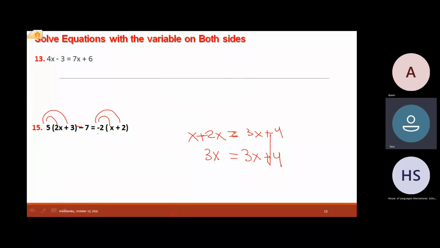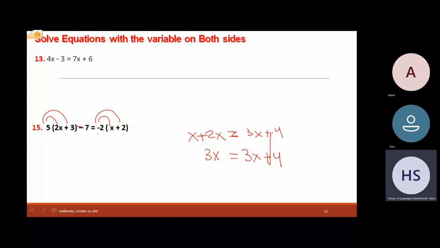Teacher, your sound is gone. Now can you hear me? Yes, teacher, now we can hear you. Now choose number 13 or 15, solve it and send me the answer on Telegram.